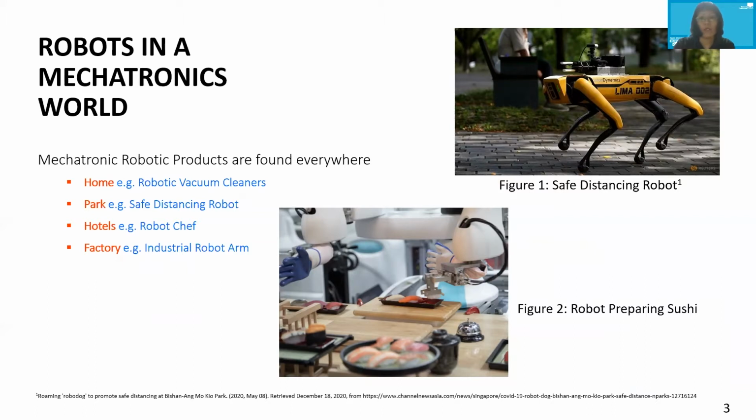In some hotels, you can even place order for the robot to cook an omelette for you. In Japan, you may even have robot preparing you some sushi. And when you have an industrial visit next time, you will find that industrial robot arm is a common sight. Today, we will be focusing on industrial robot.